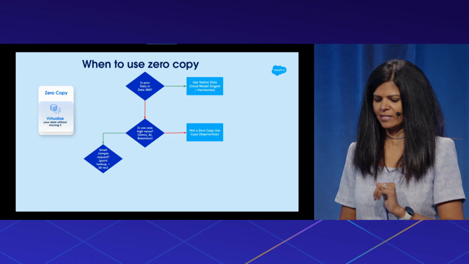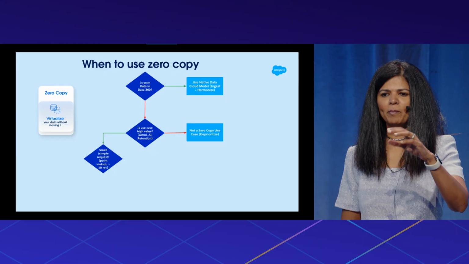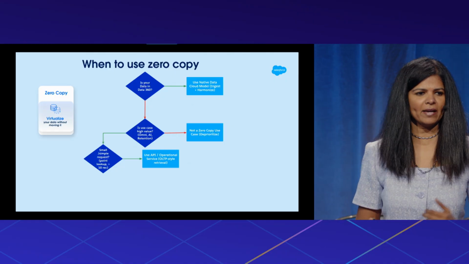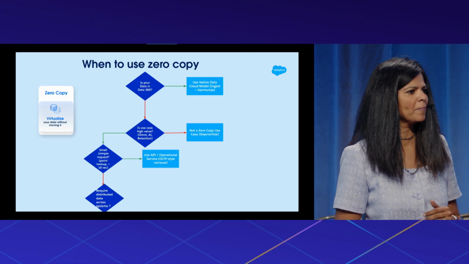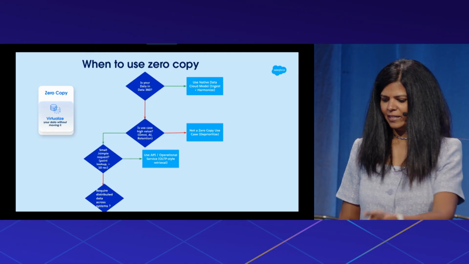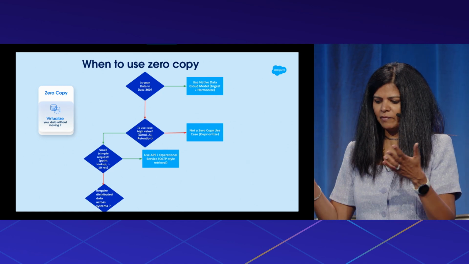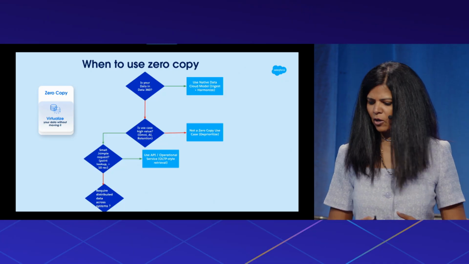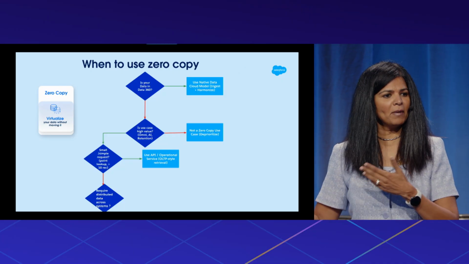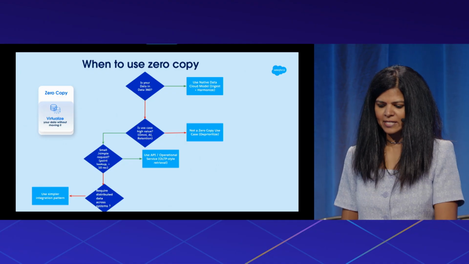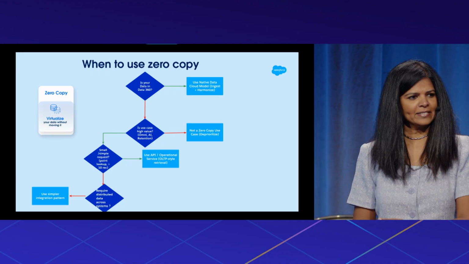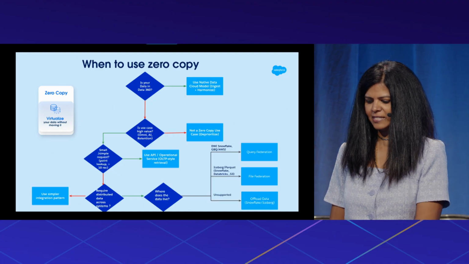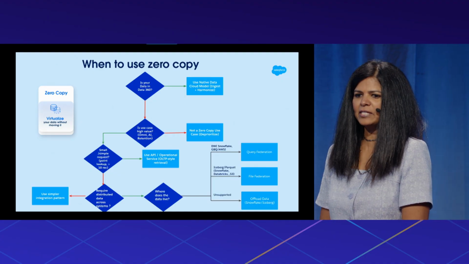small, simple request, a point-in-time lookup? If it's less than 10 records, use APIs, right? Not really a use case for zero copy. If it's a large data set that you want to bring in, if it's more than 10 records, and you need data from multiple systems, you're going to go down this path again. Does it require data from multiple systems? No. Use simpler integration patterns. Yes. We're now going to be looking at zero copy.